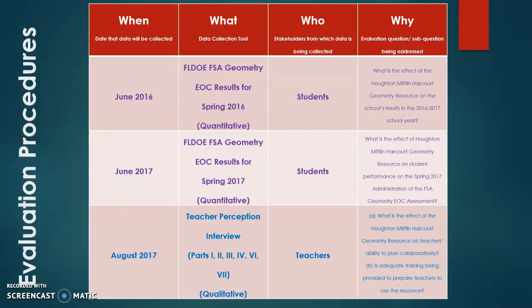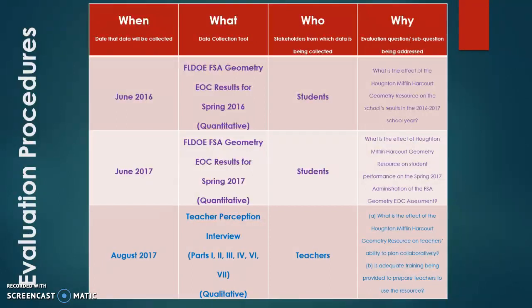Since both quantitative and qualitative data will be collected over a period of time, you will notice that the quantitative collection is highlighted in purple, while the qualitative collection of data is highlighted in blue. We begin in June 2016 with a collection of the EOC results, followed by a 2017 collection of the EOC results.